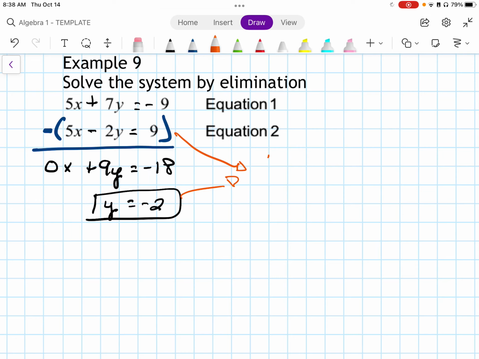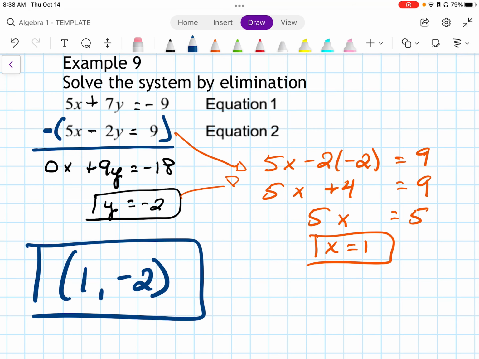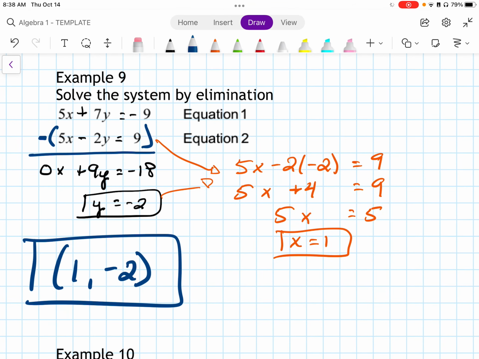So this would be 5x minus 2 times negative 2 equals 9. So 5x plus 4 equals 9. 5x equals 5, and x equals 1. Now, as always, I write this as a point. It would be the point 1, negative 2. And that's my answer.